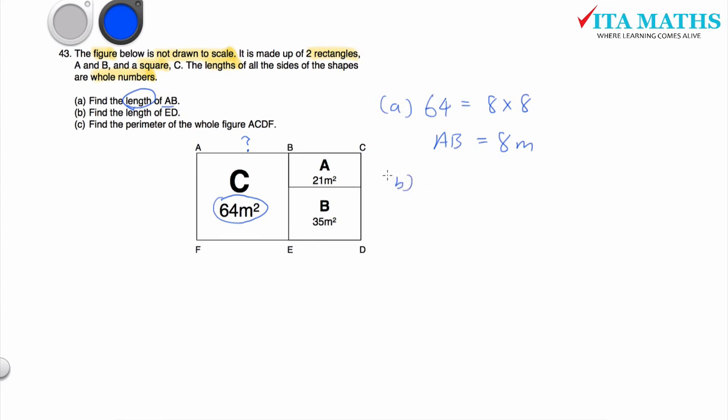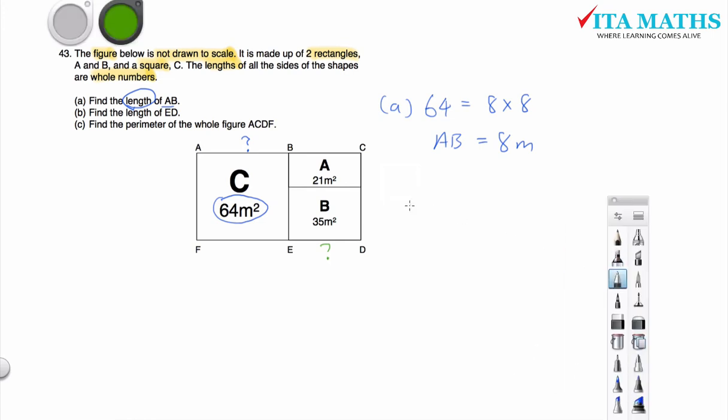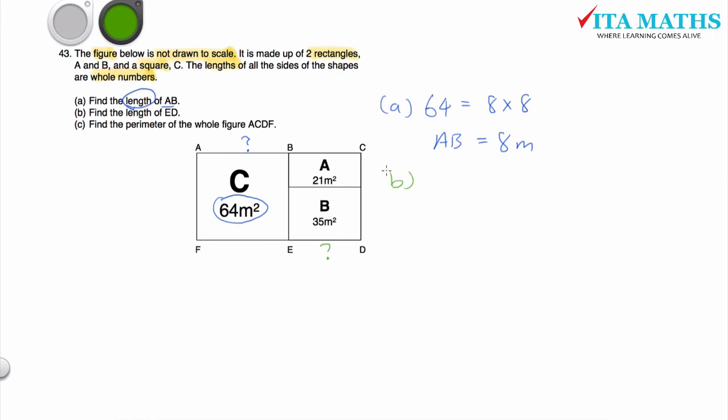Okay? Let's take a look at question (b). They ask you to look for the length of ED. Where's ED? This is ED. Let's take a look at ED. What do we know over here? This is a rectangle. What times what gives you 35? 21, what times what? This is the line over here that they share. A has this line, B also has this line, so this has to be the same. So you look at 21 and 35. What do you think is possible for the length of ED?